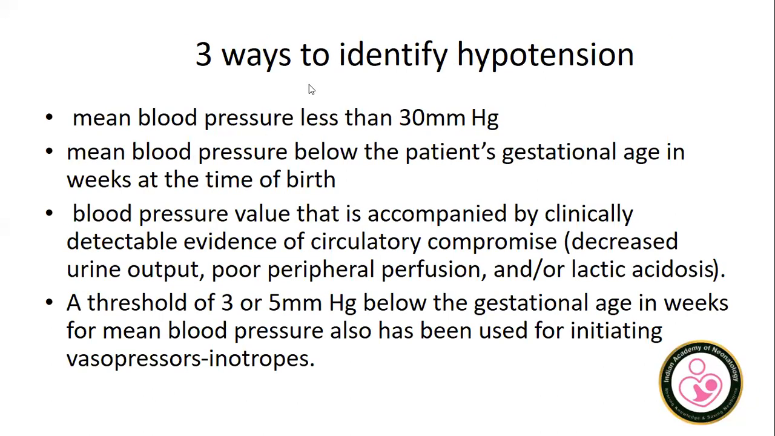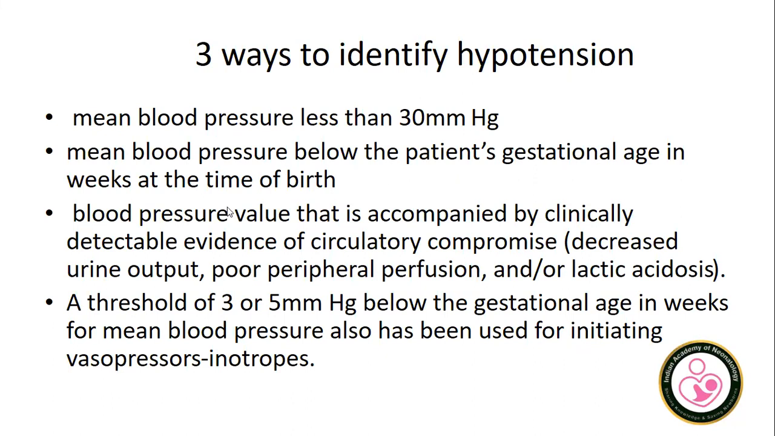What are the three ways to identify hypotension when the baby is having shock? We are correlating the shock with the BP, hypotension. How to identify that this baby is having hypotension? First thing is the mean blood pressure, which is very much more important than the systolic or diastolic. That should be less than 30 millimeters of mercury. And second, the mean blood pressure will be below the patient's gestational age in weeks at the time of birth. A lot of nomograms have been followed. In this nomogram, it shows how the mean blood pressure varies with the gestational age at the time of birth.